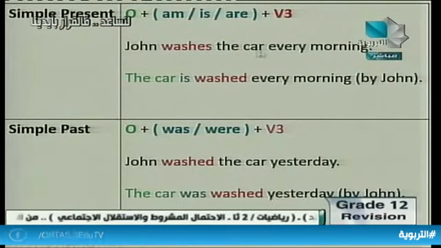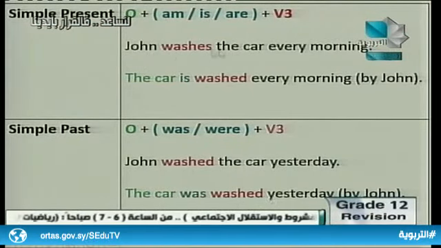Your question, please. My question is how we can make the passive with present simple. With the present simple, I think we have just explained how to make passive when we have a sentence in the present simple. Your name, please. Ibrahim. Simply speaking, Ibrahim, if we go back to the laptop here, I can explain to you. John washes the car every morning. Can you see the sentence, Ibrahim?